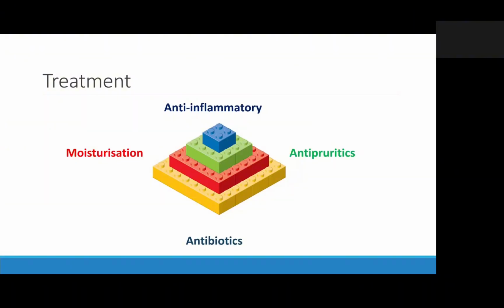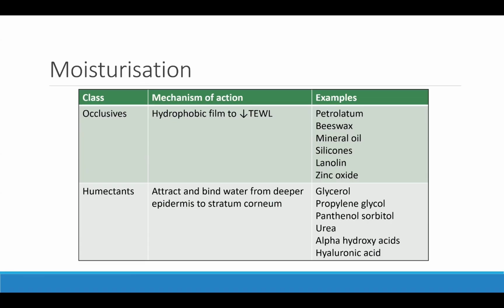Let us now look at the 4 treatment principles of eczema, and these are moisturization, anti-inflammatory treatments, antipyretics, and antibiotics, or treating infections. There are a few different classes of moisturizers. So occlusives form a hydrophobic film to decrease your transepidermal water loss. And examples include petrolatum, beeswax, mineral oil, silicones, lanolin, as well as zinc oxide.